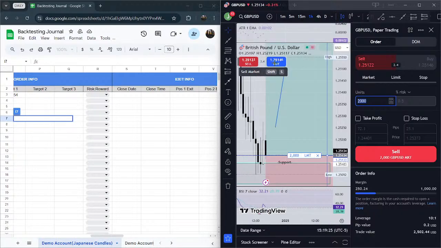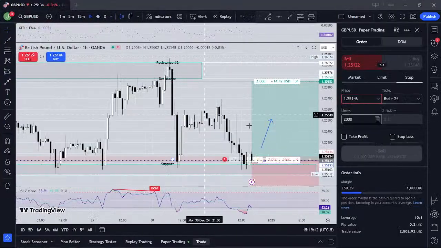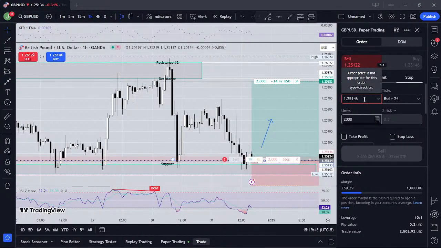So I'm gonna say sell versus stop. Sell stop basically means at this point I wanna sell everything I have. So I'm gonna sell 2,000 units as well. My sell stop is at, let me expand this, sell stop is at 2.6022.